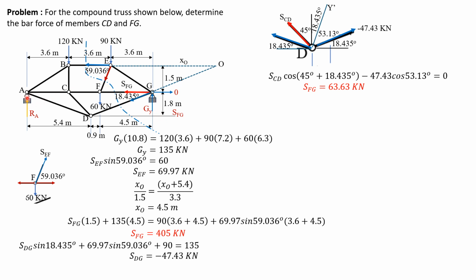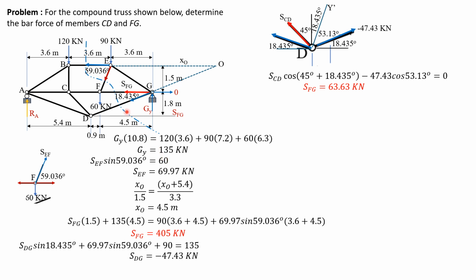So summation of moments about A equals 0. So we have GY times 10.8 is equal to 120 times 3.6 plus 90 times 7.2, then plus 60 times 6.3 (5.4 plus 0.9 is 6.3). So GY is 135 kilonewtons. So this is the plan.